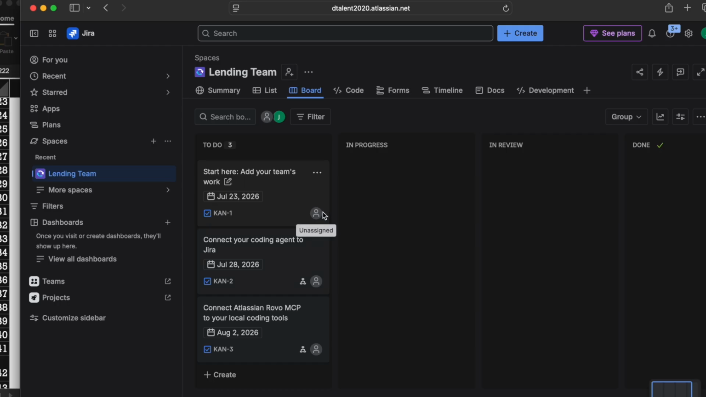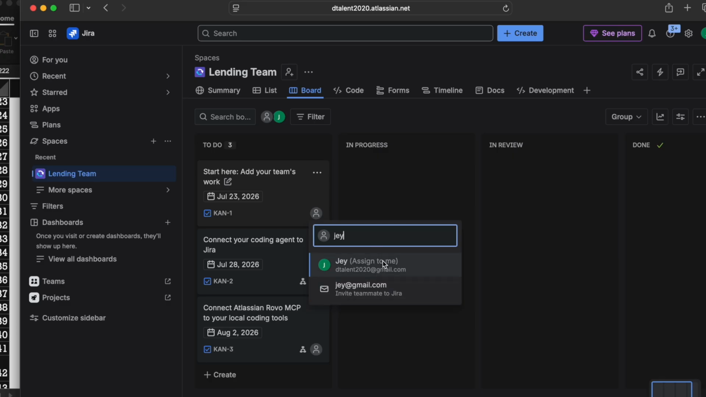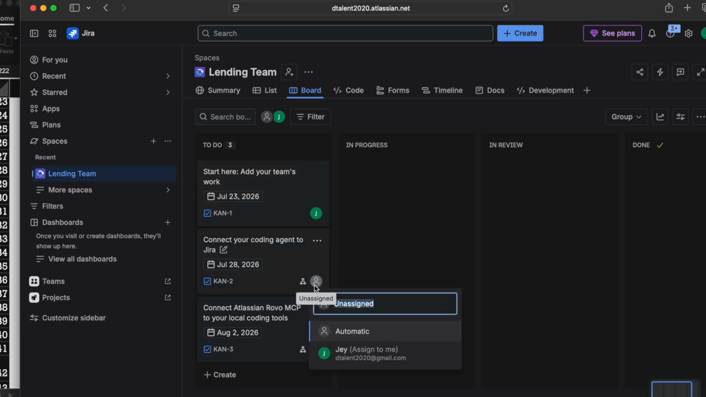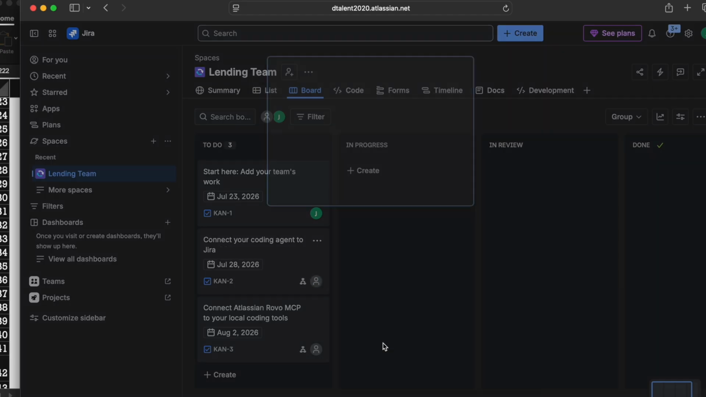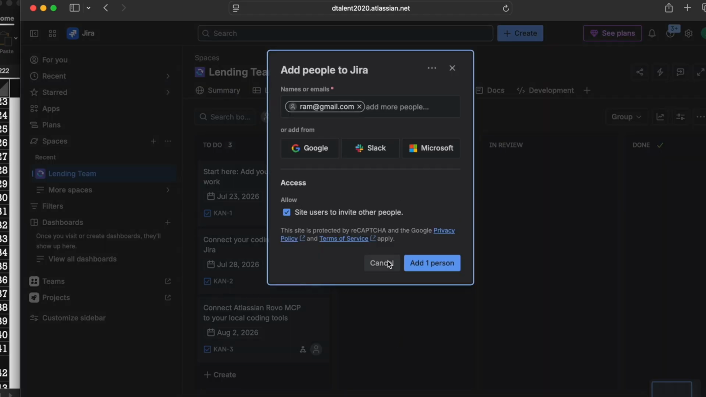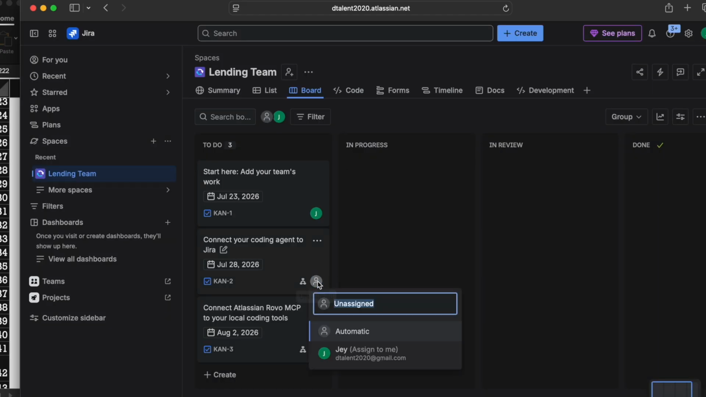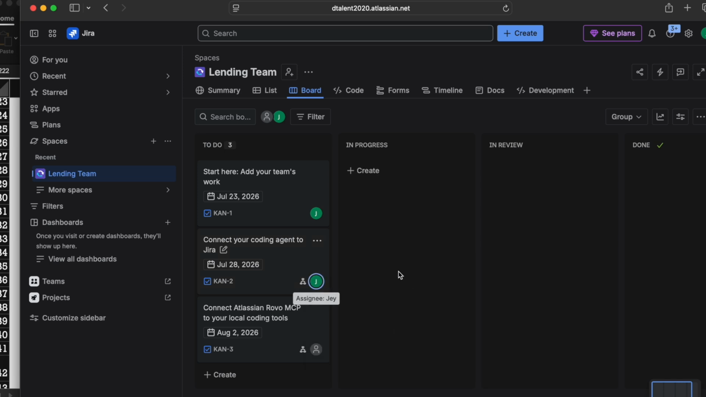You can assign this one to different people. Here I am assigning to me. This one you can assign to another person, Ram. It's saying there's no email ID, so let me assign to me, because mine is recognized here. Like this you can assign here.